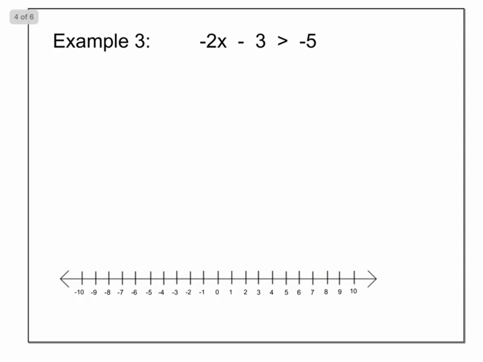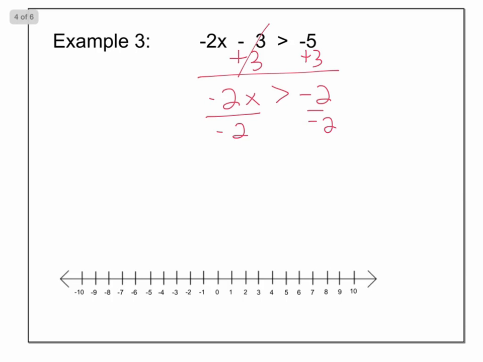All right, let's go ahead and take a look at one more example. Okay, again, we're going to isolate our variable x. Our first inverse operation will be add 3 on both sides, canceling out my 3's, leaving me with negative 2x is greater than negative 2. Next, I'm going to need to divide by negative 2.